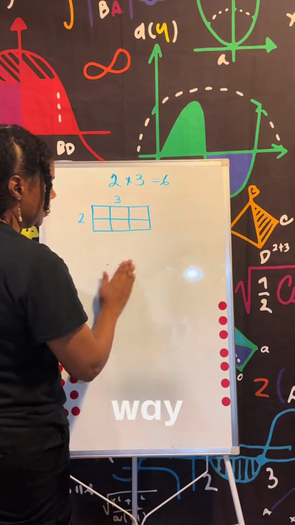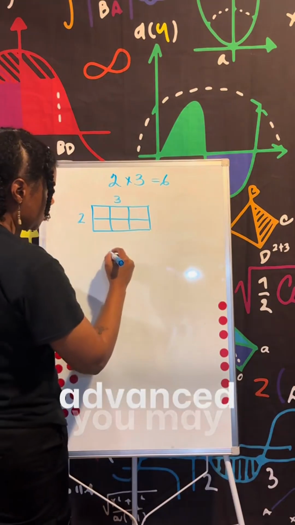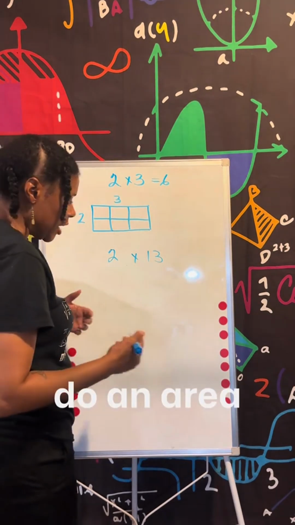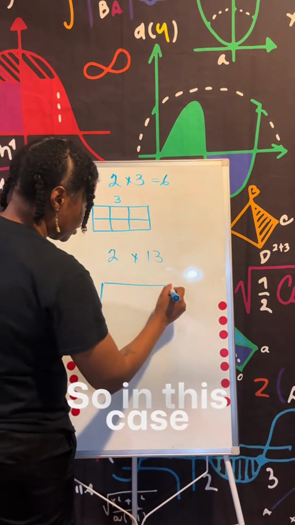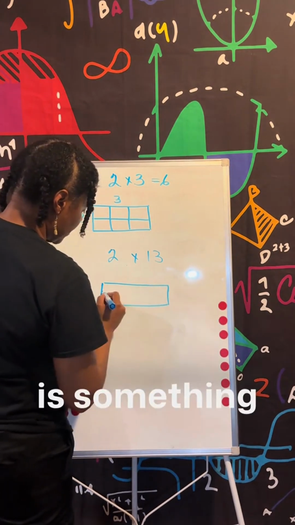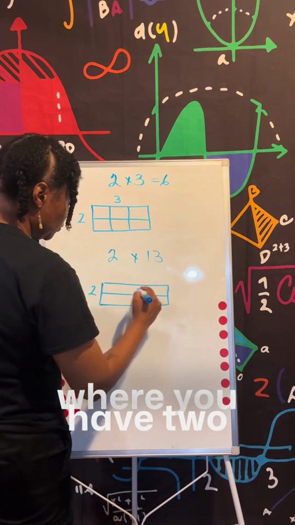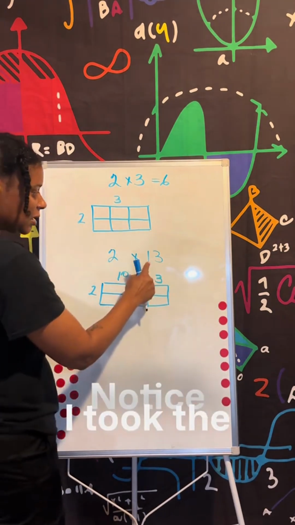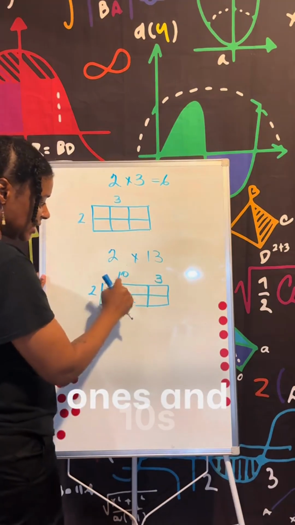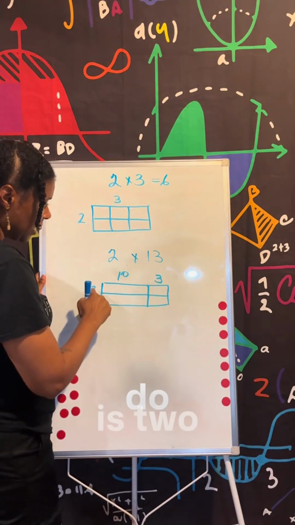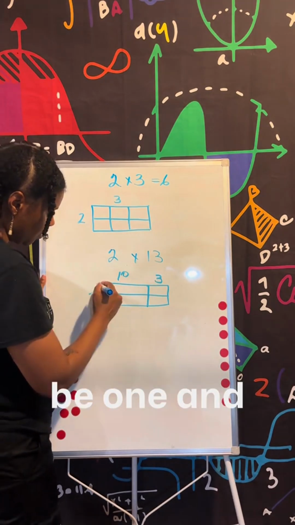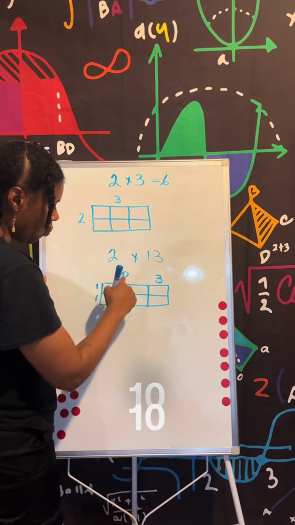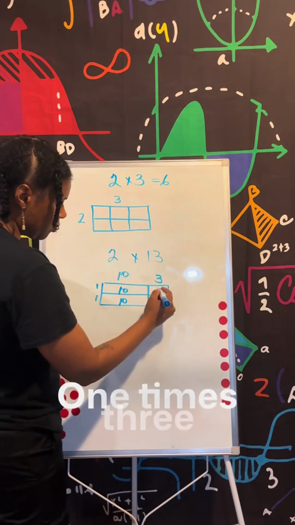Now, another way, as the mathematics get more advanced, you may see something like 2 times 13, and have them do an area model for that. So in this case, what you will have is something like this, where you have 2. This will be 10, and this will be 3. Notice I took the 13 and decomposed it into 1s and 10s. Now what you would do is this should be 1 and 1. Okay, 1 times 10, 10. 1 times 10, 10. 1 times 3, 3.